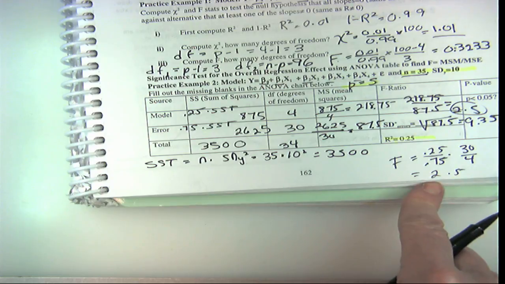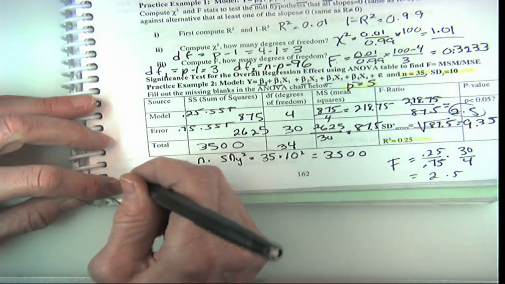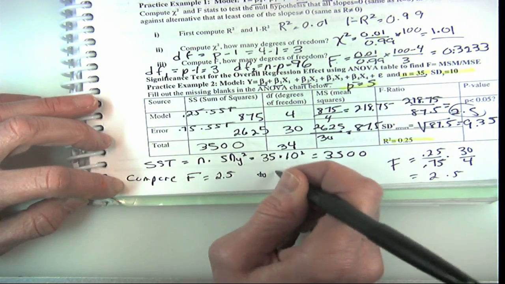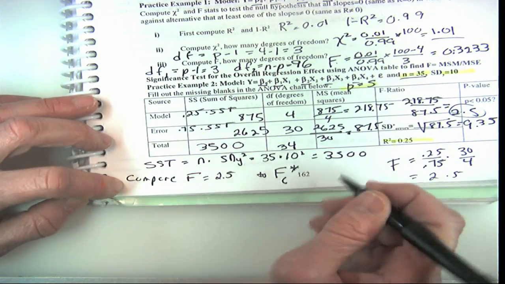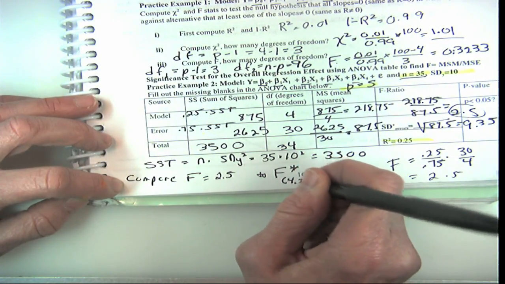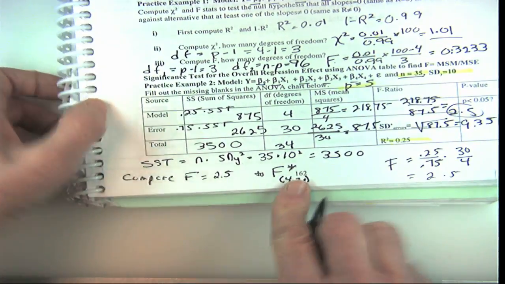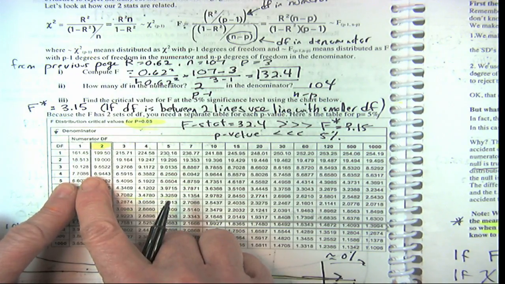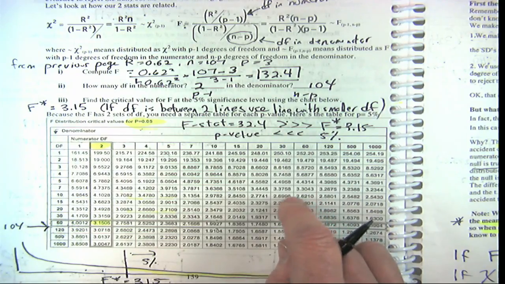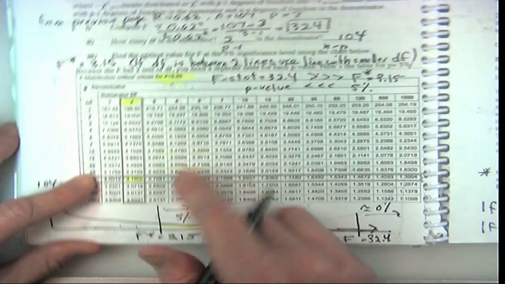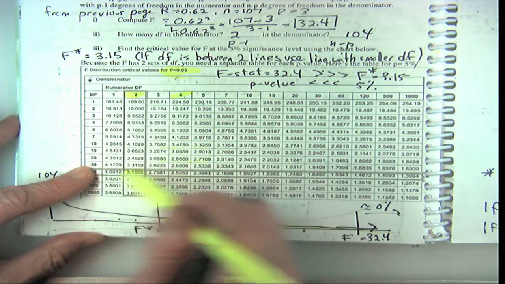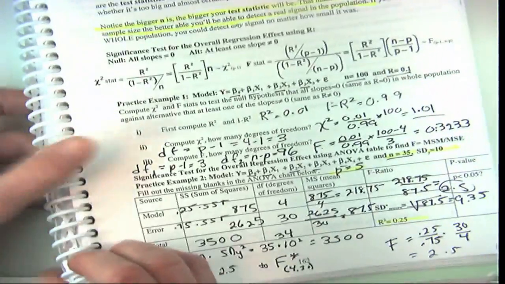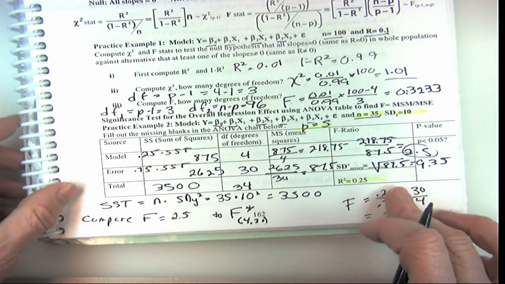And we'd have to compare this to the critical value. So you'd say compare F equal to 2.5 to F star. And how many degrees of freedom is it? 4 and 30. And we could just look at that, 4 and 30 on the table. 4 and 30. Is that right? No, here's 30 and 4. 4 and 30. 2.69. So we're going to compare to 2.69.